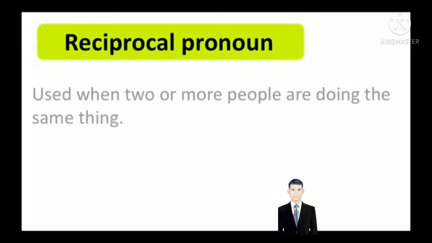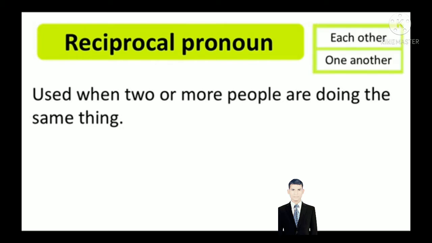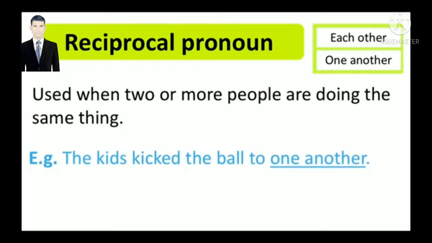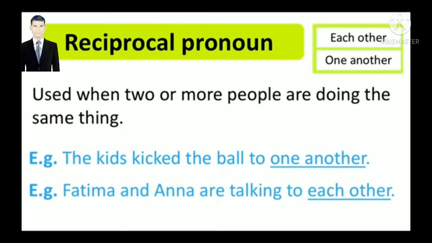Reciprocal pronoun. These pronouns are used when two or more people are doing the same thing. This includes each other, one another. For example, the kids kick the ball to one another. Fatima and Anna are talking to each other.